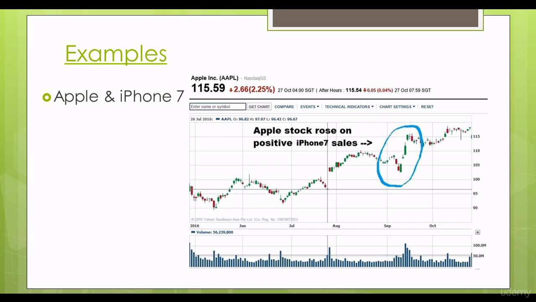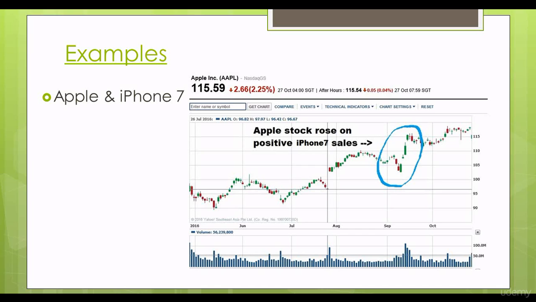So the first example that we are going to look at will show you how positive news regarding a company will help raise the stock price. And for that, we are going to look at Apple and the iPhone 7. So when the iPhone 7 was released, it was quickly sold out in many places. And this was positive news for Apple as it showed that there was still a great demand for their phones. So investors picked up on this news and the stock price of Apple rose quickly after that.